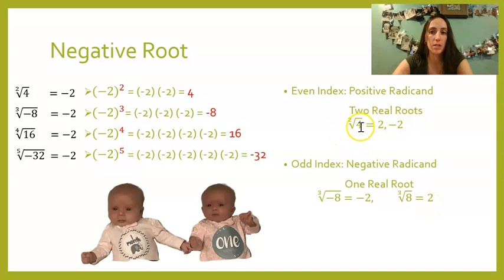Unlike this example here, we cannot have a negative 4 underneath the radical when we're working with a square root. That does not work. Thank you, Brooke and Sophia.